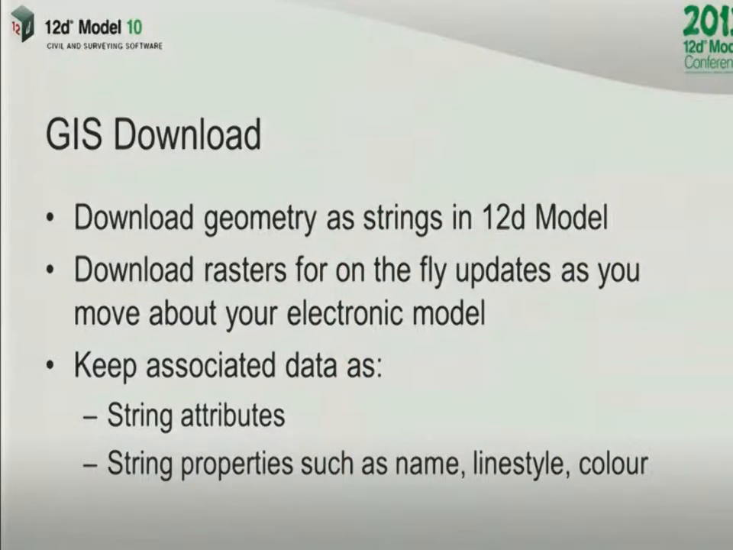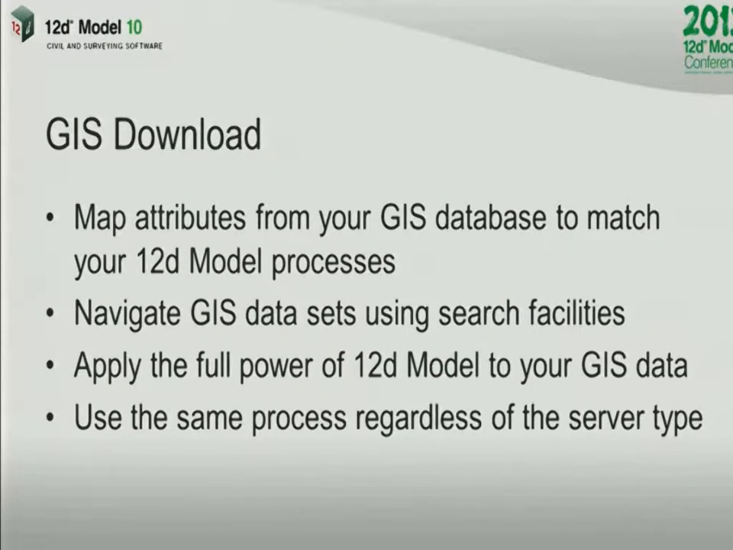So there are two things going on there, but basically, that's the idea. Your GIS system is hooked in the background, and things come out without you really having to worry too much about how to do it. So you can download geometry strings, things like that, and rasters or aerial photos, we should say, is the major one, on the fly as you move about. And we can bring down attributes from the GIS system into 12D, and we can map them.